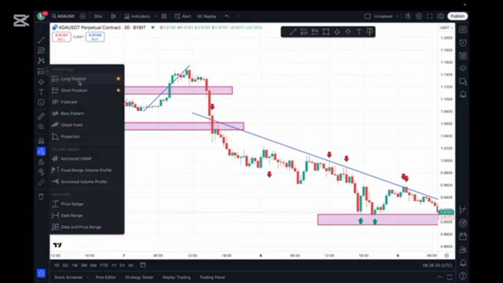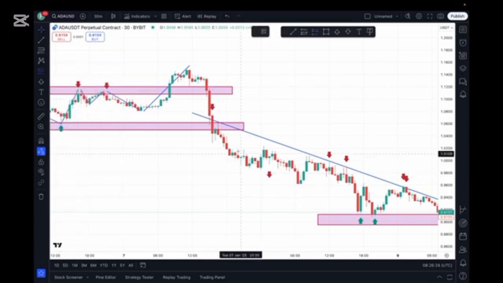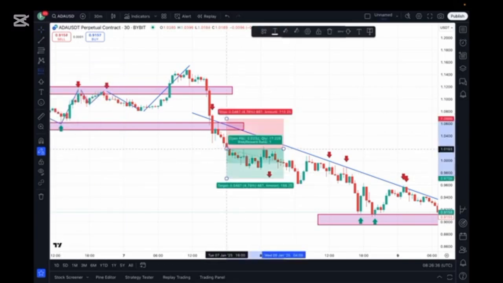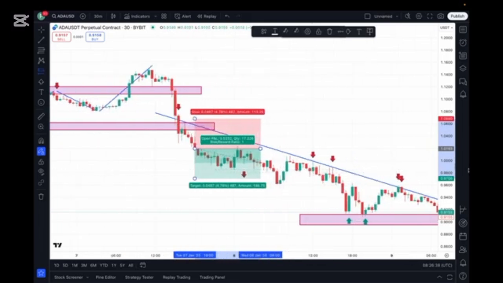So you see you have long position and short position. This is a short position, so I'll just click on the short one. Let's say I entered at this point, I'll just put it right there. Let me make it big so you guys can see.